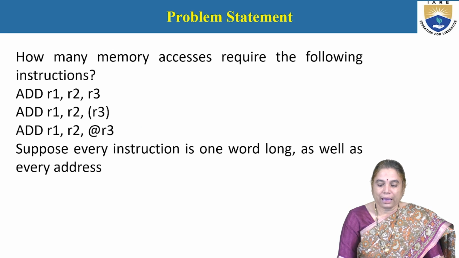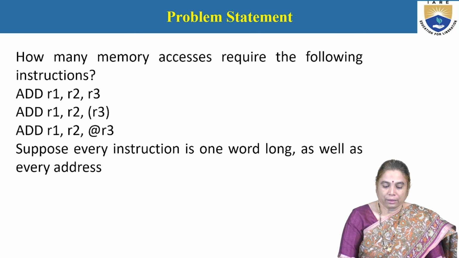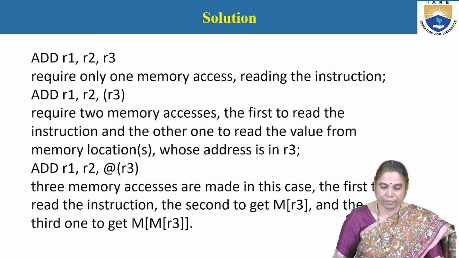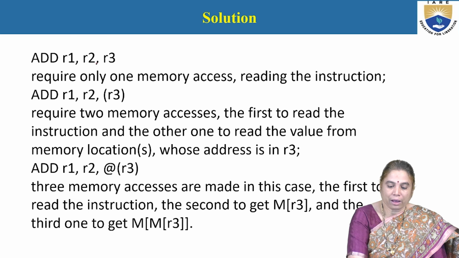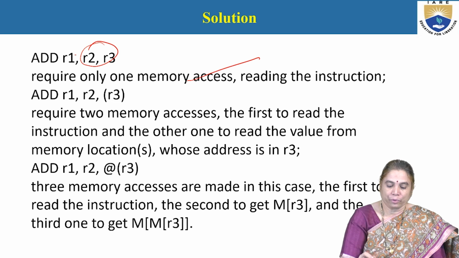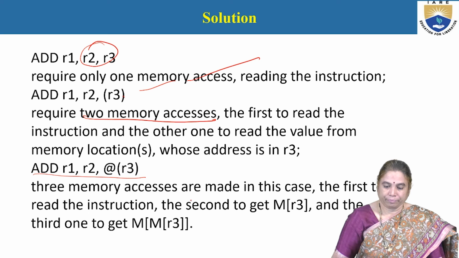How many memory accesses are required by the following instructions? Suppose every instruction is one word long as well as every address. So here ADD R1, R2, R3 requires only one memory access. The operands are available in the registers and the result is stored. The second instruction requires 2 memory cycles because R3 is indirect addressing. In the case of the third one, 3 memory cycles are required.